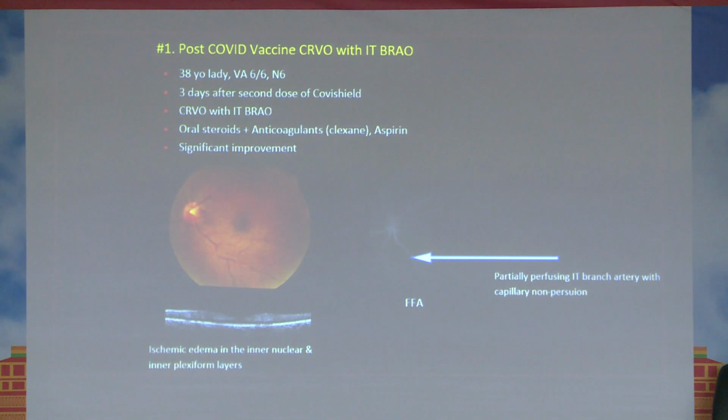So vascular occlusions, this was a young lady, a 38-year-old retina surgeon actually. She came with CRVO and inferotemporal BRAO 3 days after her Covishield vaccine, second dose. And we gave her oral steroids and anticoagulants. The physician saw her, because physicians see a lot of these complications post-vaccine. So they treated her and she improved remarkably.